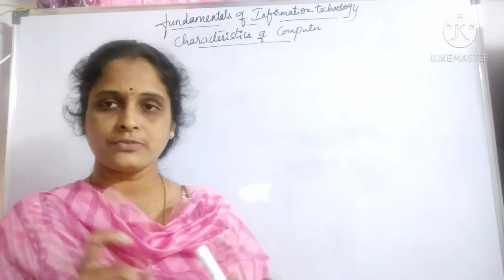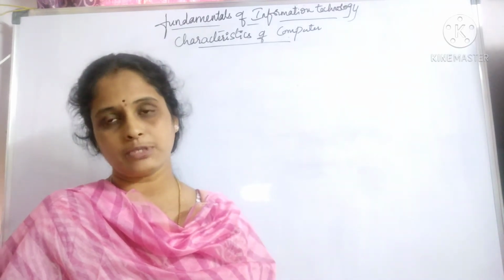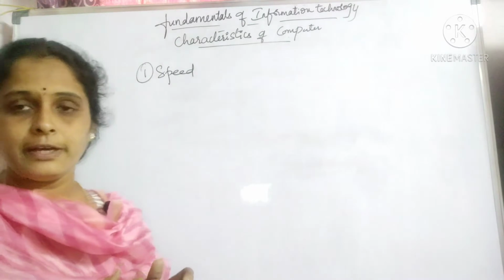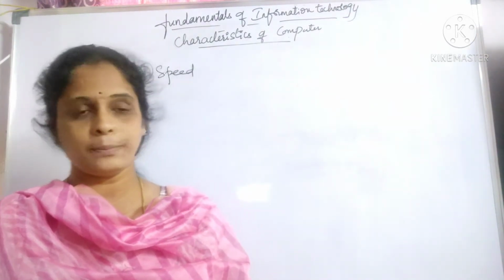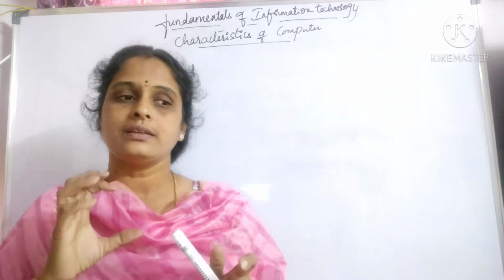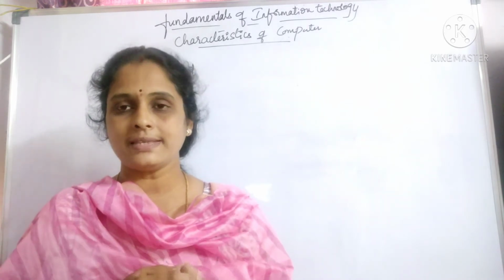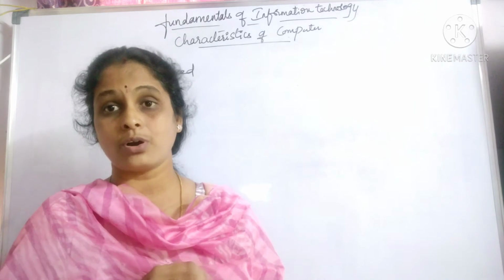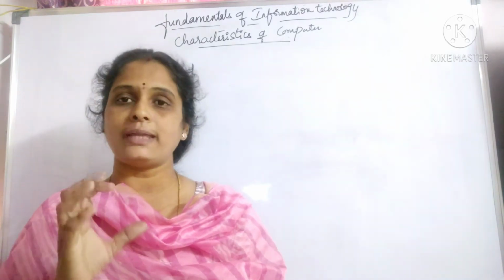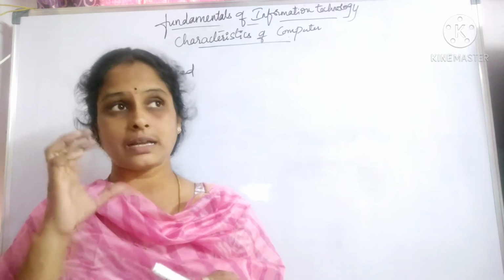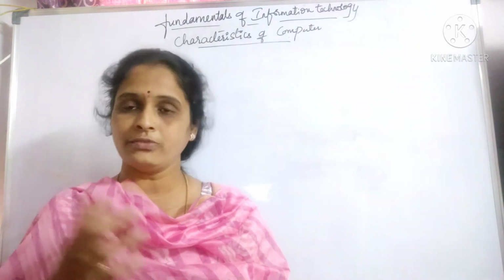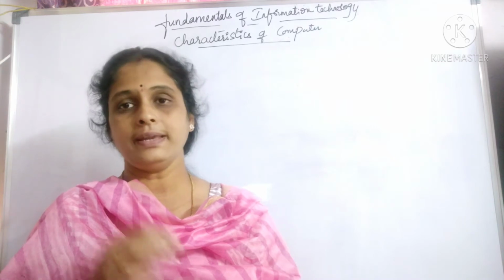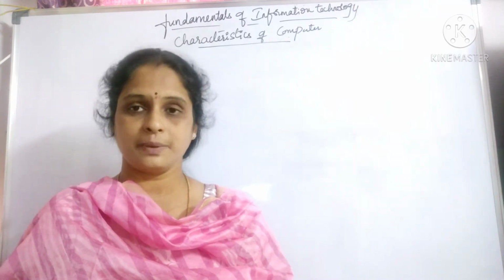When we talk about the characteristics of a computer, the very first thing that comes to mind is the speed of the computer. The speed of the computer is not calculated just in seconds or milliseconds. It is calculated in terms of nanoseconds or picoseconds, some 10 to the power of -9 or 10 to the power of -12. You can understand what the speed of the computer is. Even today, the speed is more than that. So that is the speed of a computer.